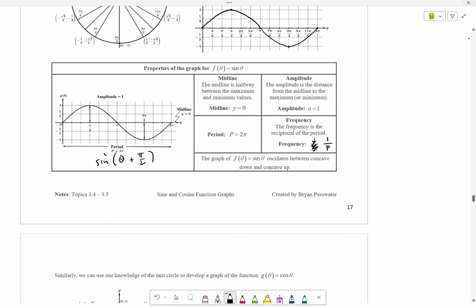So any function that could be changed into a sine, basically cosine, is called sinusoidal. There is no cosinusoidal function. The sine of theta plus pi gives you a cosine graph. That's exactly the same thing as cosine.